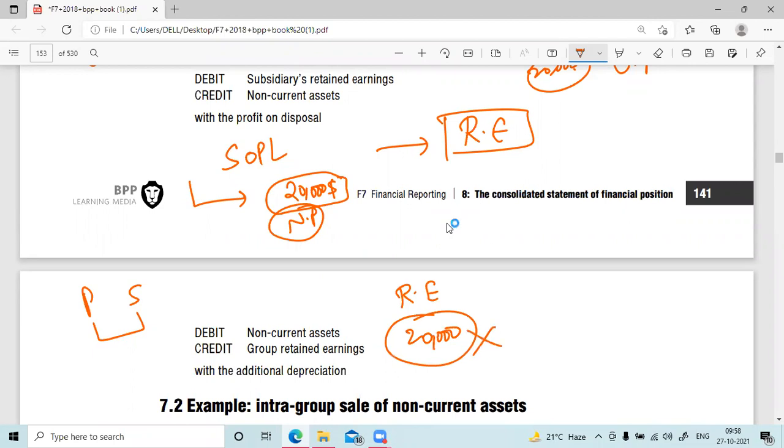Second, this is the transaction between parent and subsidiary, so they have to show the land at cost or at a higher selling price. The land should be shown at selling price or cost price.